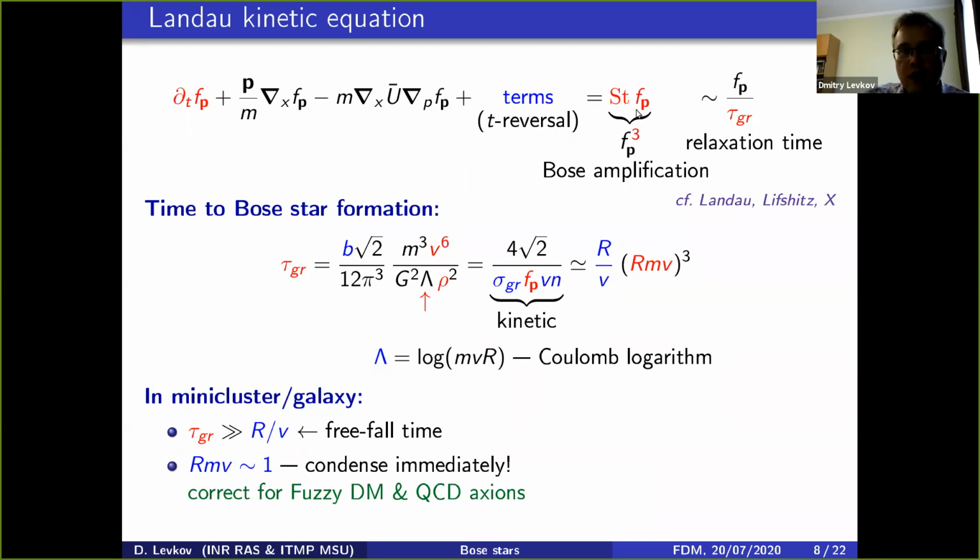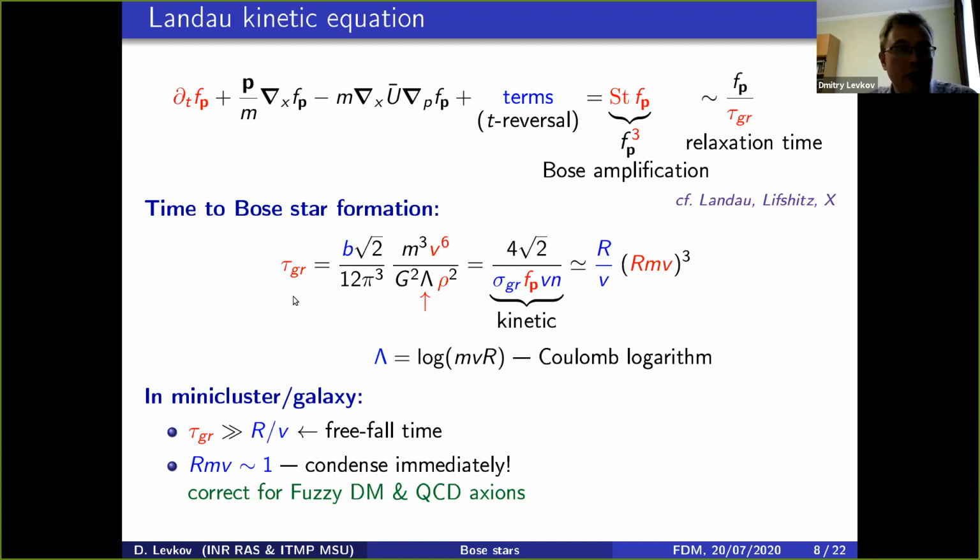So you represent your collision integral as f divided by the collision time, and you approximate it in the following way. Instead of integrating over momentum, you multiply by momentum. So you estimate all integrals. Instead of taking a derivative, you just divide by momentum or x, whatever. And performing this rough estimate, you get the following equation for the relaxation time. This is the relaxation time.